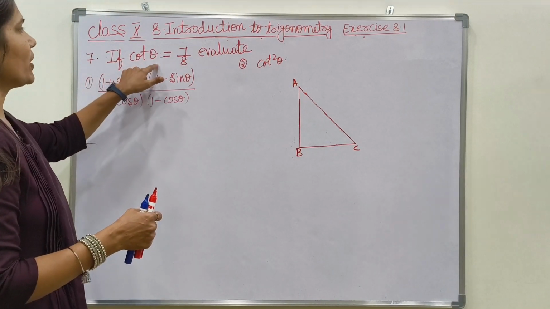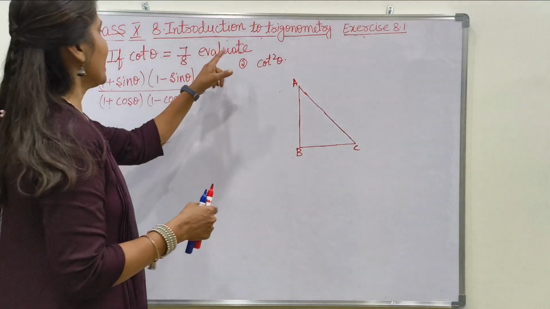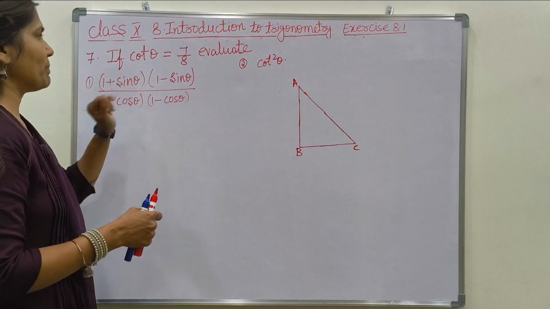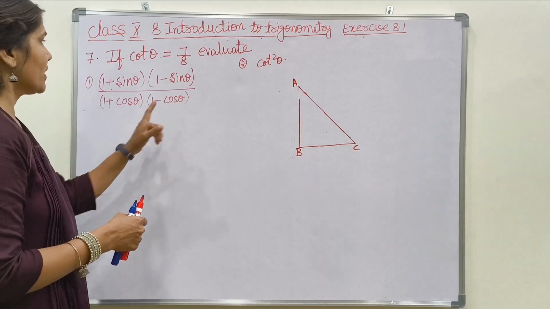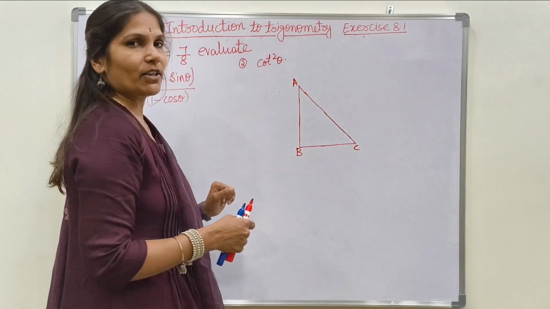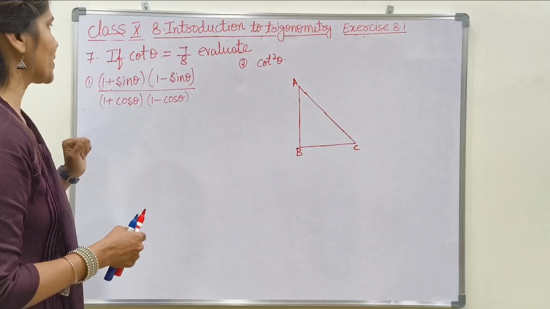See beta, if cot theta is equal to 7 by 8, evaluate, this is the first question, (1 plus sin theta)(1 minus sin theta) divided by (1 plus cos theta)(1 minus cos theta). Second question, what is there? Cot square theta. Okay, first we will do the first question.